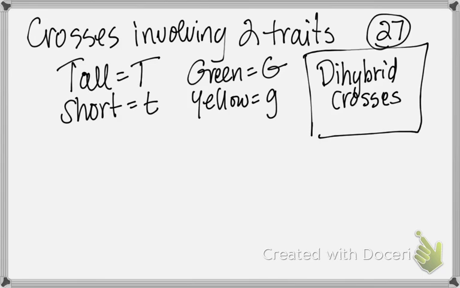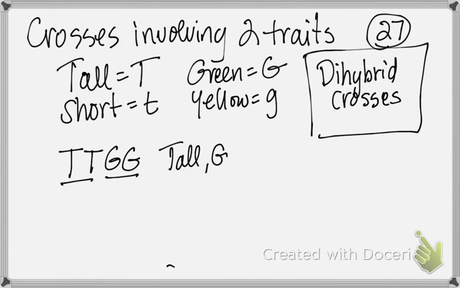So if you look at a plant, and I say that this plant is a true breeding or a purebred tall plant, what would the genotype be? Capital T, capital T. If I said this plant is also purebred or true breeding green, capital G, capital G. Okay, so now do you see that there are 2 traits being used to describe this one plant? This plant is tall and green.